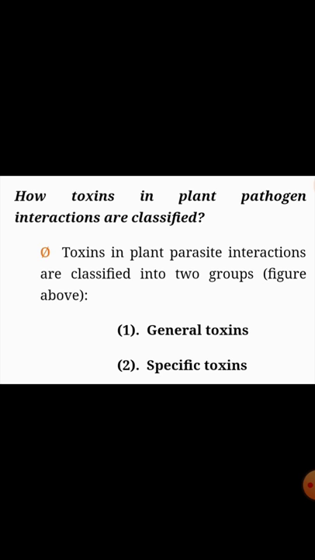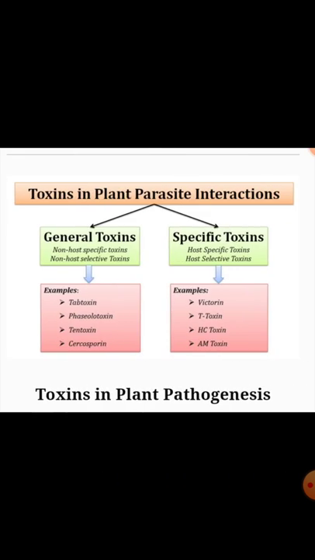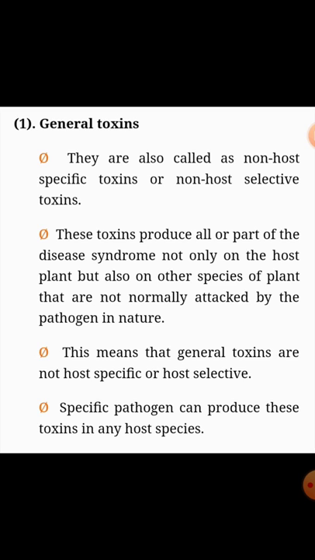Toxins in plant parasite interaction are classified into two groups, that is general toxin and specific toxin. General toxins are non-host specific or non-specific, and specific toxins are host specific or host selective toxins. So let's start with general toxin. They are also called non-host specific toxins or non-host selective toxins.